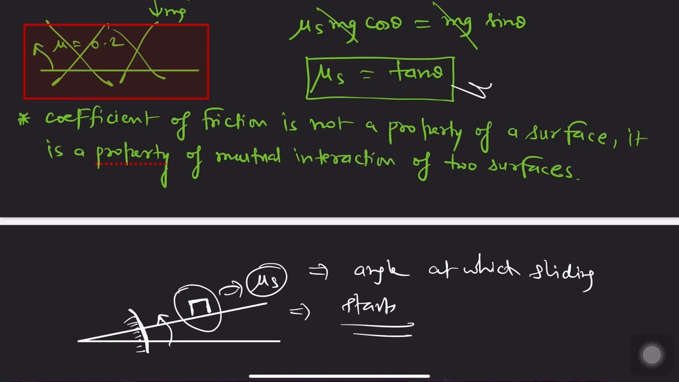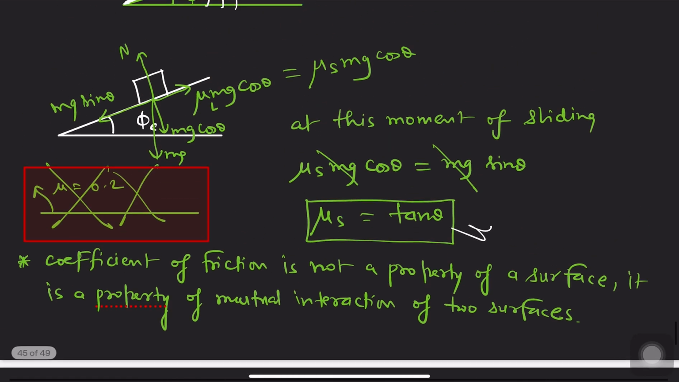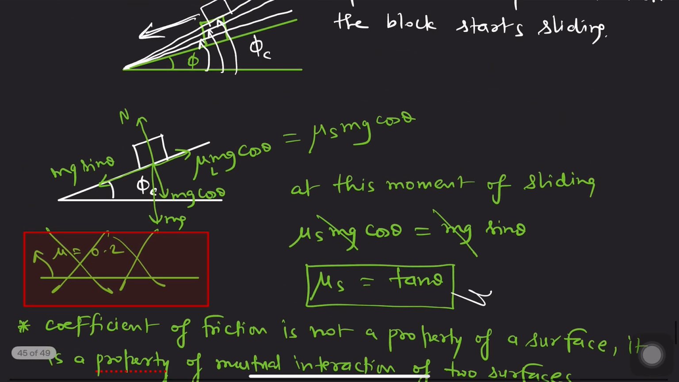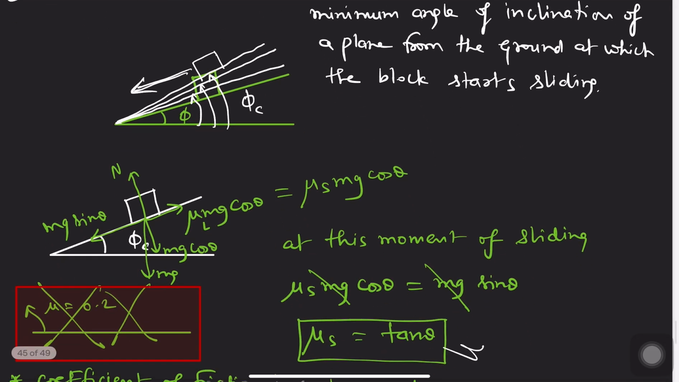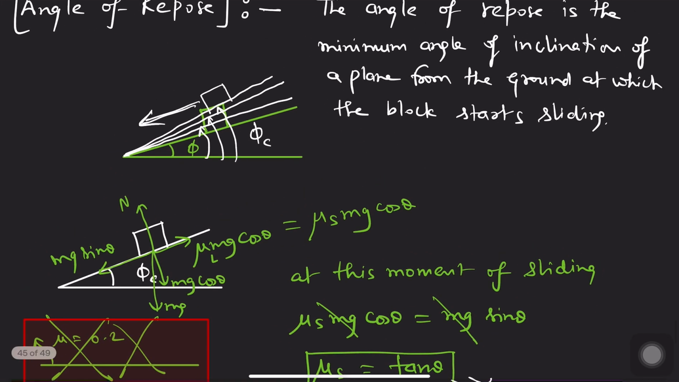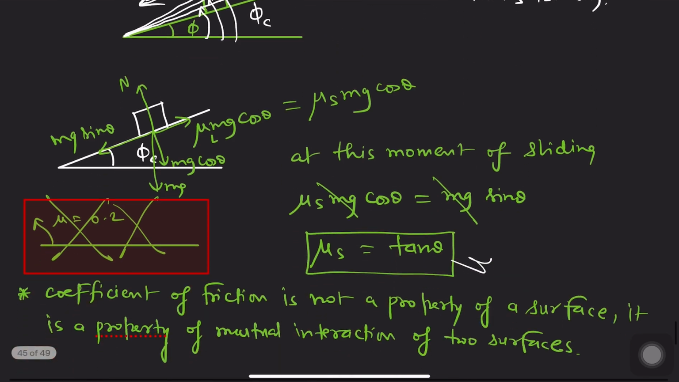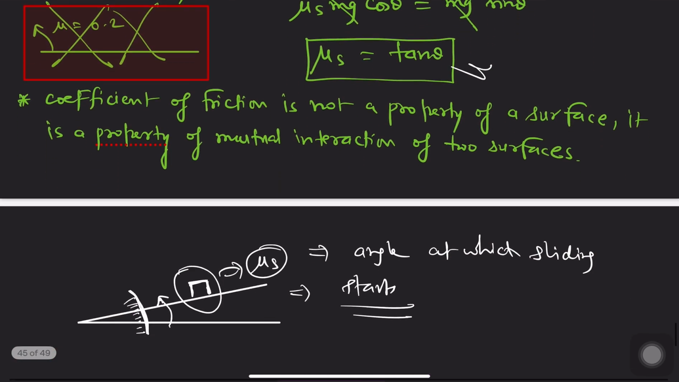So from this angle of repose idea, we can find out the static friction coefficient, but we can't find the kinetic friction coefficient. Static friction coefficient can be calculated from this idea, but not the kinetic friction coefficient. Please keep this in your mind. So guys, these are the two definitions that I wanted to discuss.